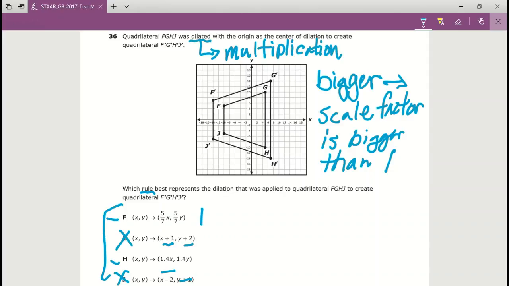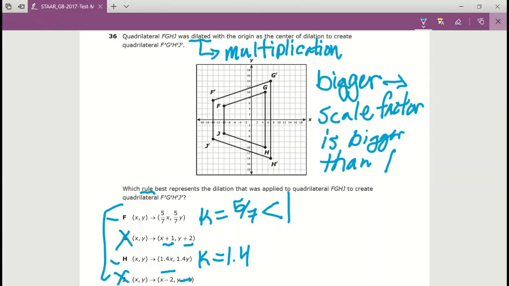So here our k is 5/7, our scale factor is 5/7, and here our scale factor is 1.4. K is just a shorthand way of writing scale factor. Now we look, is 5/7 bigger than 1? Some of you might realize that 5 is smaller than 7, so I know that this is less than 1.